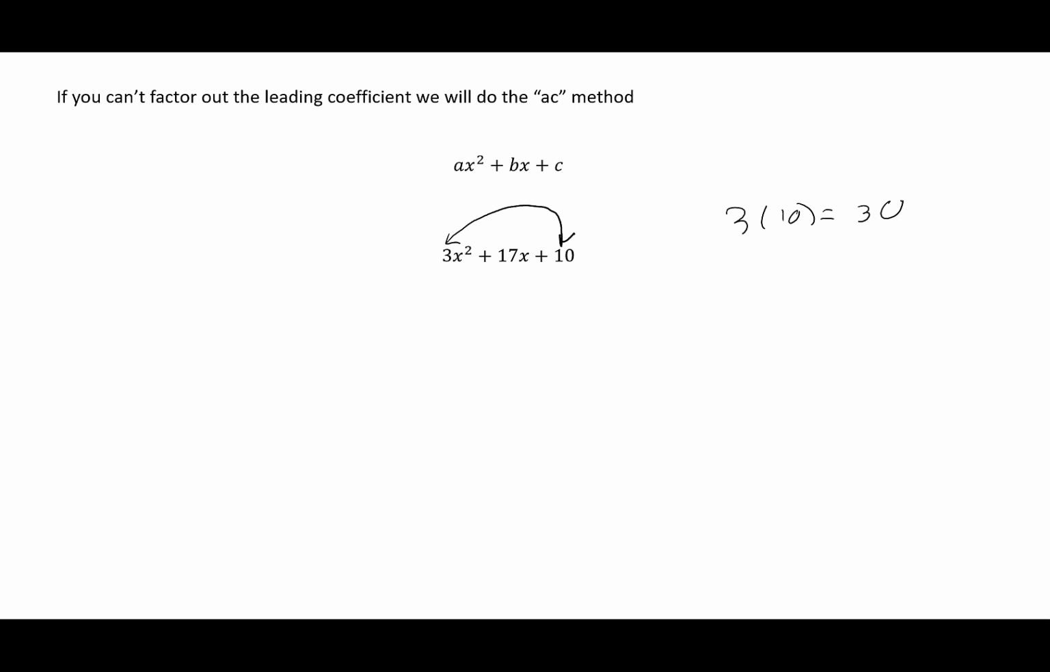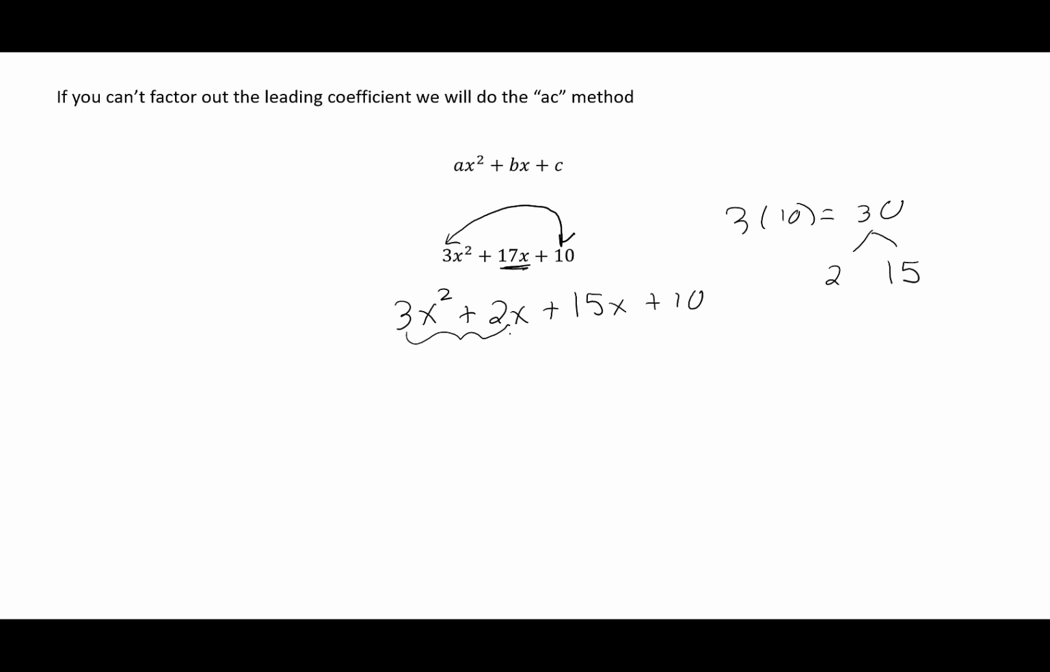What we want to do is find factors of 30 that add up to 17. So I'm going to write 2 and 15. What you're doing here is you are going to split up the 17x as 2x plus 15x plus 10. We're keeping the value of the expression, we're just writing it in a different way. And we're going to do something called factoring by grouping.